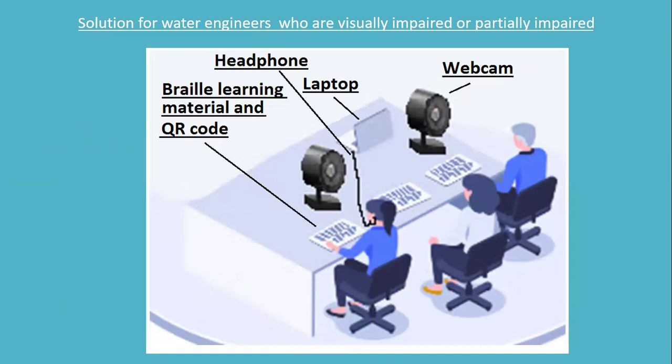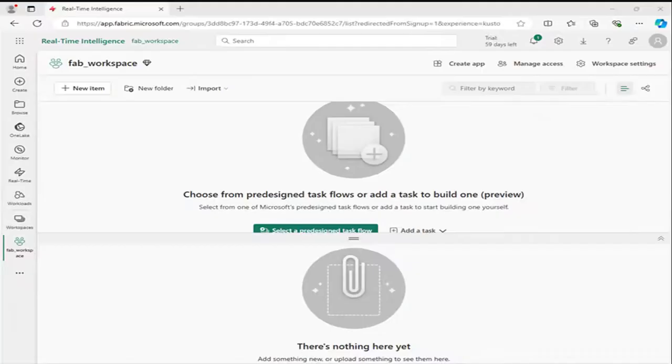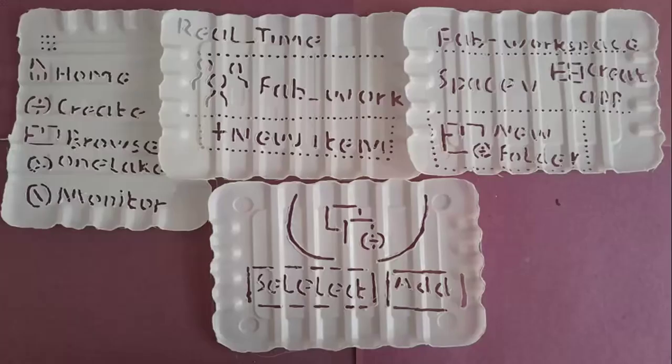So this is an illustration of the solution for water engineers who could be partially or fully visually impaired. We've designed our plastic braille materials together with a way to interpret them with QR codes, and a voice assistant which could be put in place together with the webcam, which could ease the interpretation of the braille material. For instance, this is a pictorial view of how Microsoft Fabric appears. If you notice, there are the icons for home, create, and browse. This is what we've devised using plastics, which by touch, someone who's visually impaired can easily interpret, rather than the usual text on the screen.